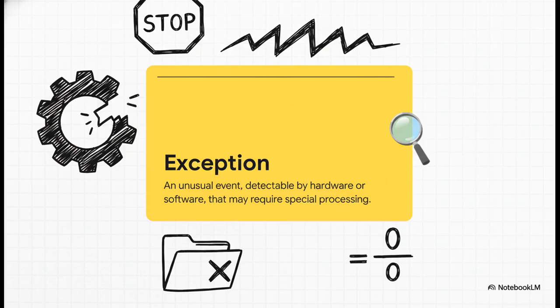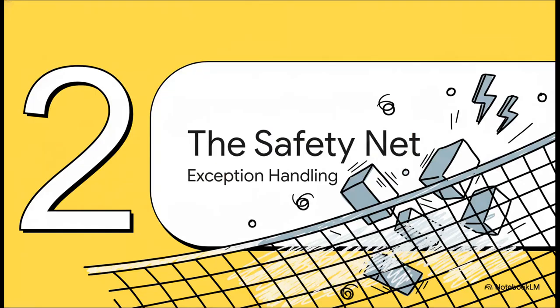But a better way to think about it is this. It's not just a simple bug. It's anything your code isn't prepared for. Things like trying to divide by zero or maybe reaching for a file that just isn't there. So, how do we stop these little surprises from taking down our entire application?